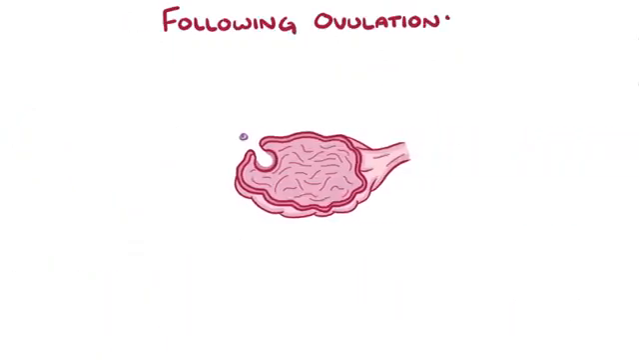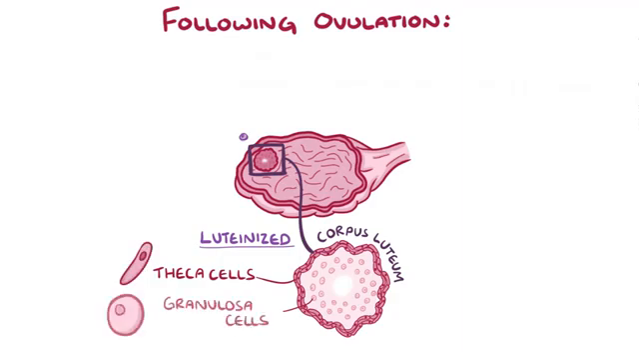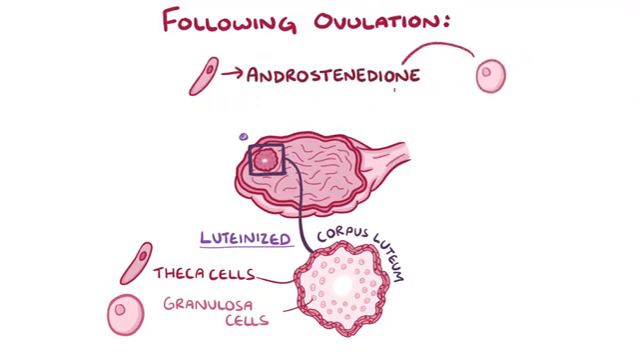Following ovulation, the remnant of the ovarian follicle becomes the corpus luteum, which is made up of luteinized theca and granulosa cells, meaning that these cells have been exposed to the high luteinizing hormone levels that occurred just before ovulation. Luteinized theca cells keep secreting androstenedione, and the luteinized granulosa cells keep converting it to 17-beta-estradiol, as before.